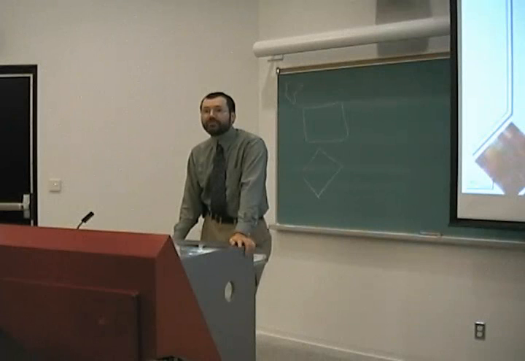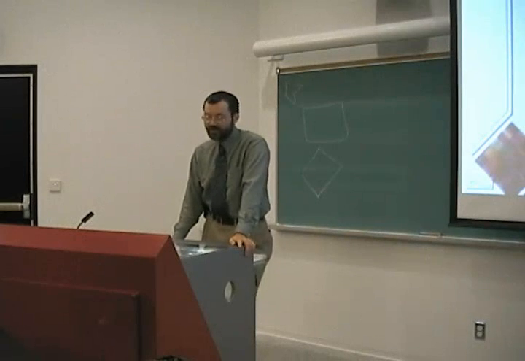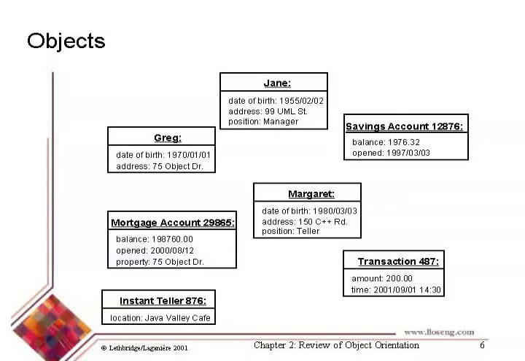Okay? If we were showing a class, we would just say that we have a class called person who has a date of birth, address, and position, and there could be many instances defined from that class. If we're showing an object, we show the actual data, the name of the person, and the other data directly.